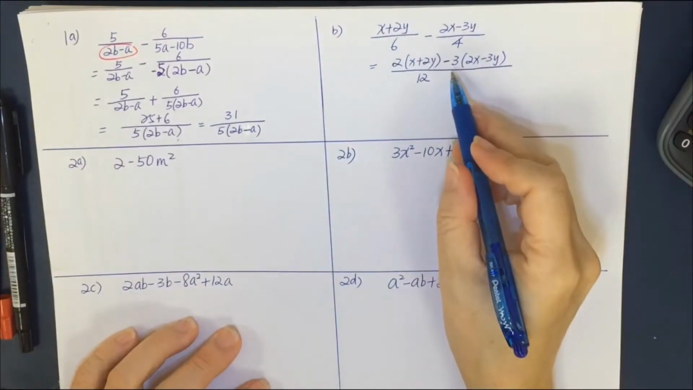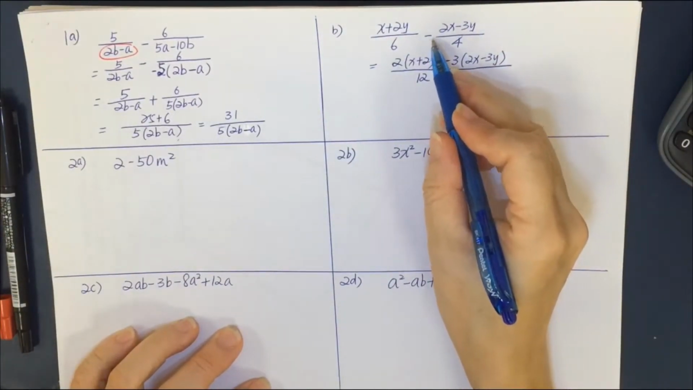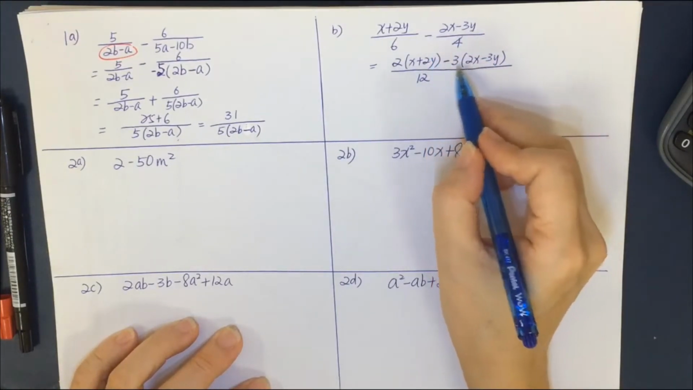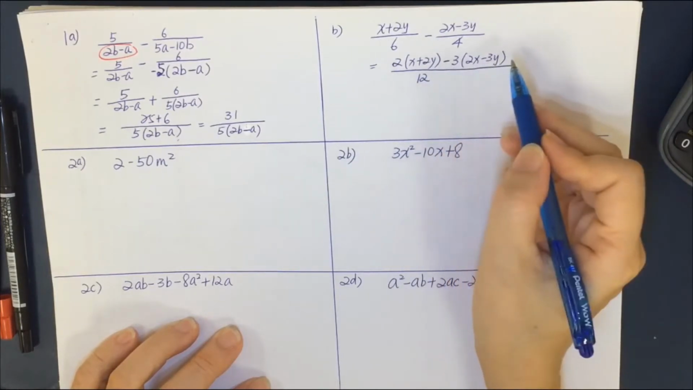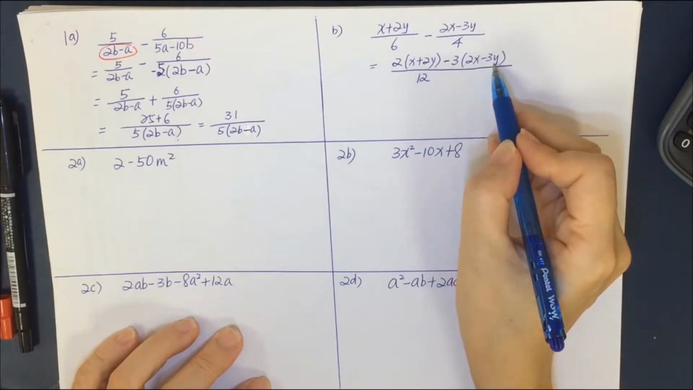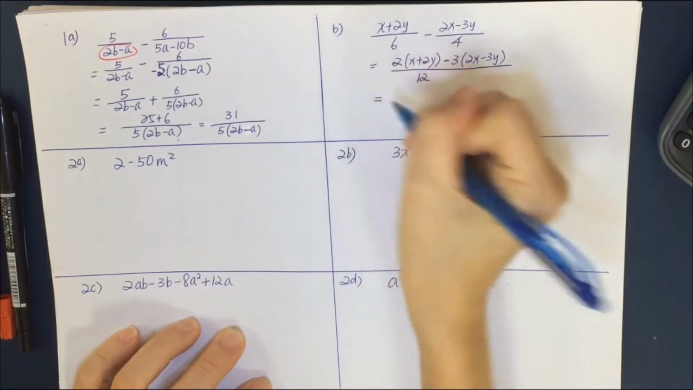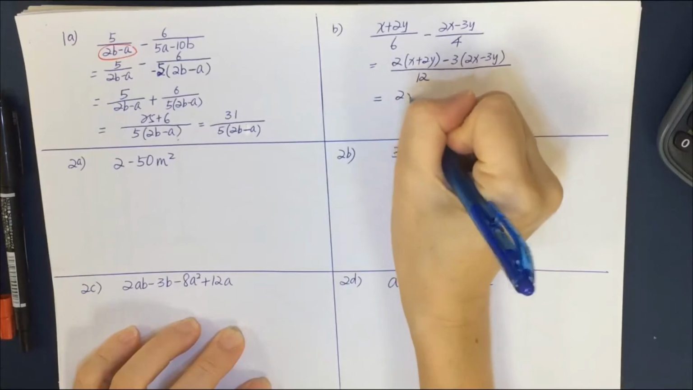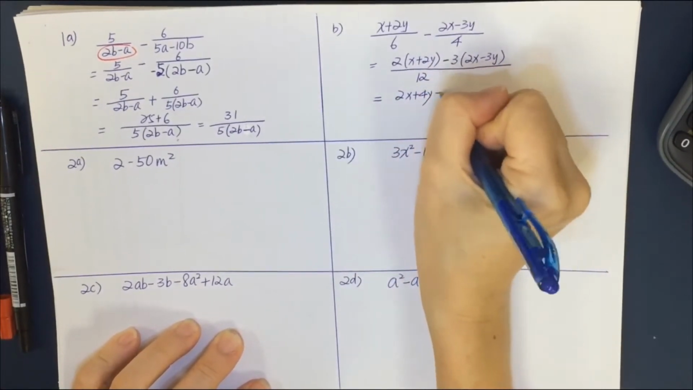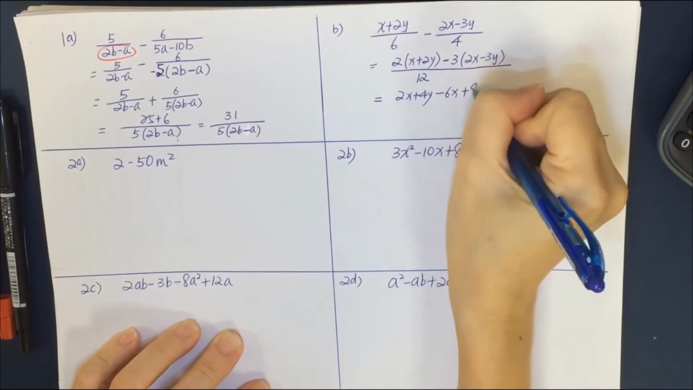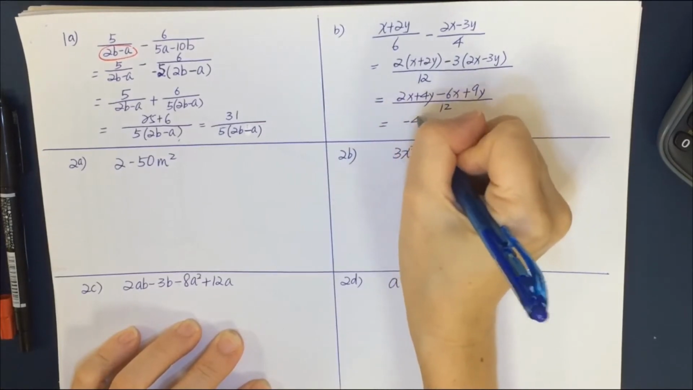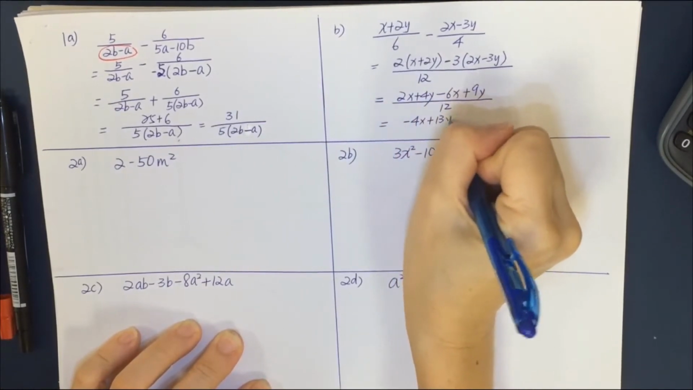Now, this kind of question, usually they always put a negative sign. The purpose of doing that is to check whether you are able to change these two signs or not. A lot of people always remember to change the first one but forget about the second one, so they are always caught. So here we have 2 times x, 2 times 2y, that will be 4y, then minus 6x plus 9y over 12. So this is negative 4x plus 13y over 12.